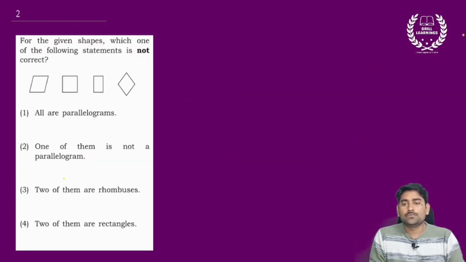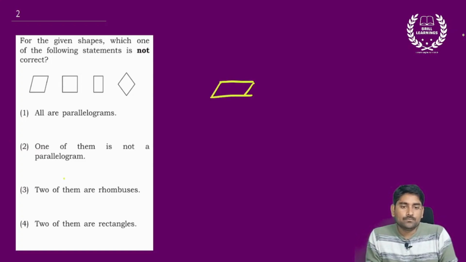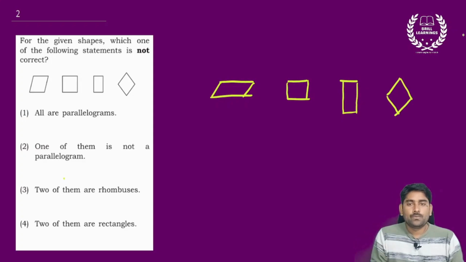For the given shapes, which one of the following statements is not correct? They are asking about the incorrect statement. Here, first one is parallelogram. Second one is square. Third one is rectangle. The fourth one is rhombus. Now we check all these statements one by one.